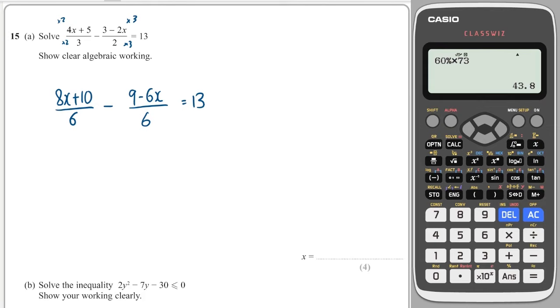And I can now combine my fractions, but I have to be very careful when I combine my fractions. Very careful. And that's because this is the most common mistake I see in GCSE maths, is forgetting that a minus and a minus is going to make a plus. Right, let's see what's going to happen. So I'm going to write 8x plus 10 minus, and I'm going to put this in brackets, 9 minus 6x all over 6. So I've just combined those two fractions there.